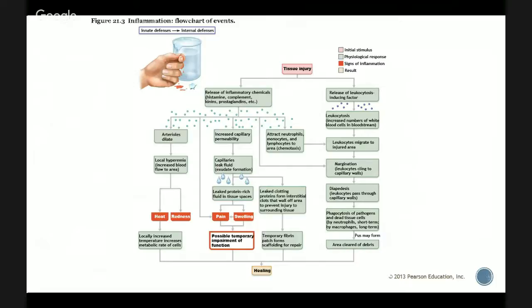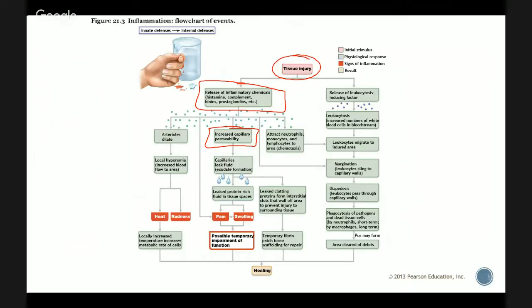So it's going to do those two things at the same time. So what we see here is that we have what we call the four cardinal signs of acute inflammation. If you follow this graph down, when a tissue is damaged, when it's injured, the first thing we're going to do is release inflammatory chemicals. Those inflammatory chemicals are going to expand the blood vessels, and when they do that, it increases the spaces between the cells that make up those blood vessels.